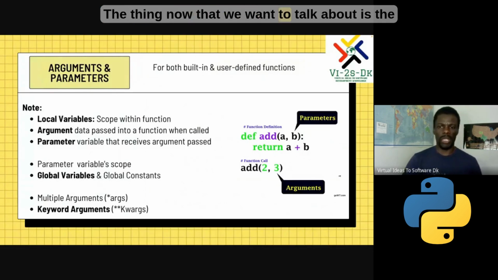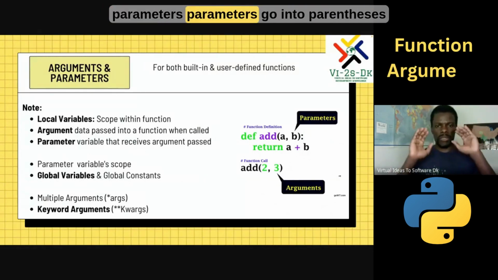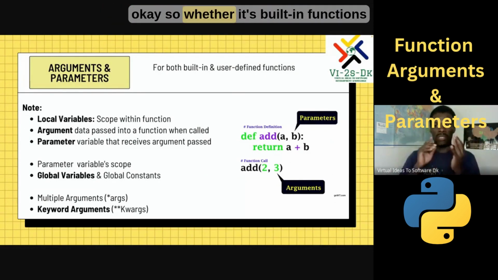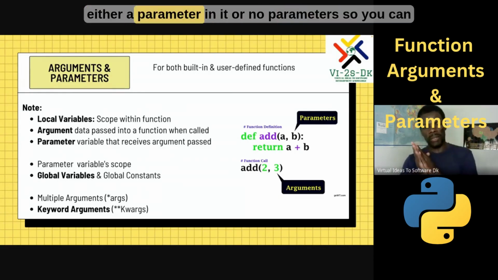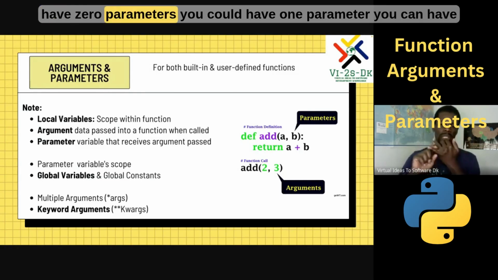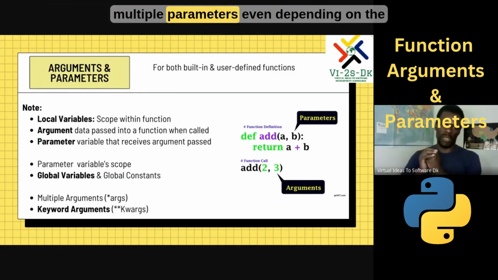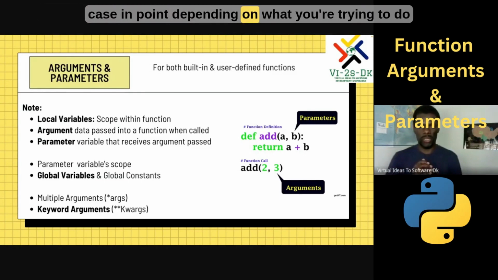The main thing now that we want to talk about is the parameters. Parameters go into parentheses, okay? So whether it's built-in functions or user-defined functions, you have to have either a parameter in it or no parameters. So you can have 0 parameters, you could have 1 parameter, you could have multiple parameters, depending on the case in point, depending on what you're trying to do.